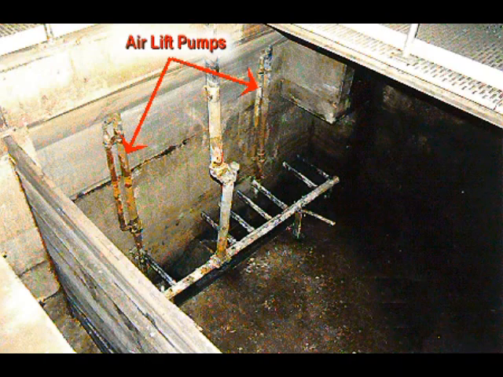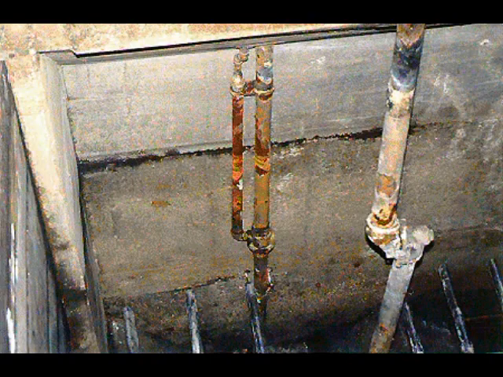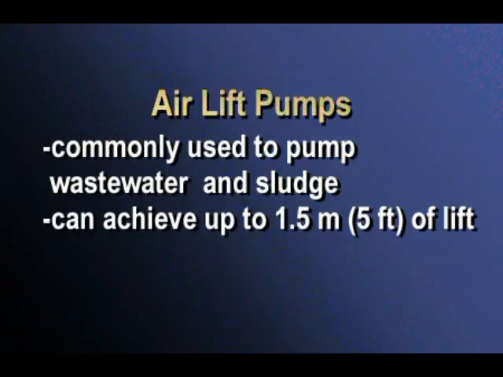This last section will discuss the airlift pump. While the airlift pump is not a positive displacement pump, it is used in wastewater treatment plants. This course includes it here to complete the discussion of pumps commonly used in treatment plants. The airlift pump uses compressed air to move the liquid from the suction to the discharge of the pump. Airlift pumps can be used to pump wastewater and thinner sludges up to heights of 1.5 meters, 5 feet.